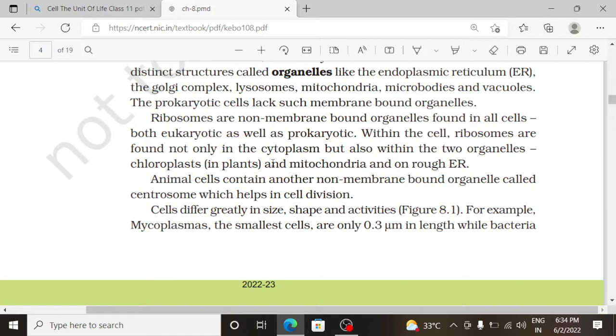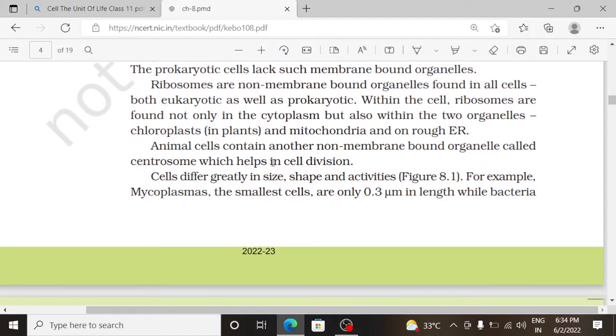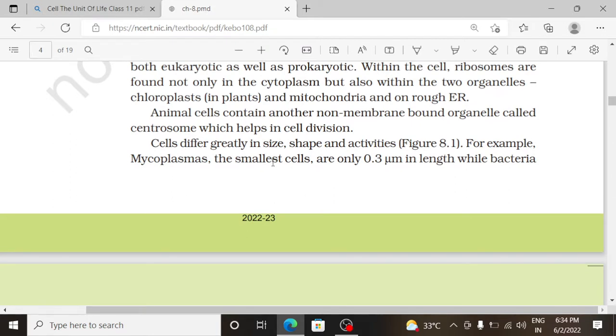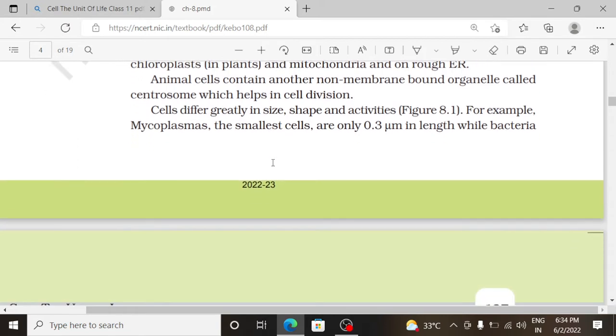Ribosomes are non-membrane bound organelles found in all cells, both eukaryotic as well as prokaryotic. Within the cell, ribosomes are found not only in the cytoplasm but also within the two organelles, chloroplasts in plants, and mitochondria, and on rough ER. Animal cells contain another non-membrane bound organelle called centrosome, which helps in cell division.